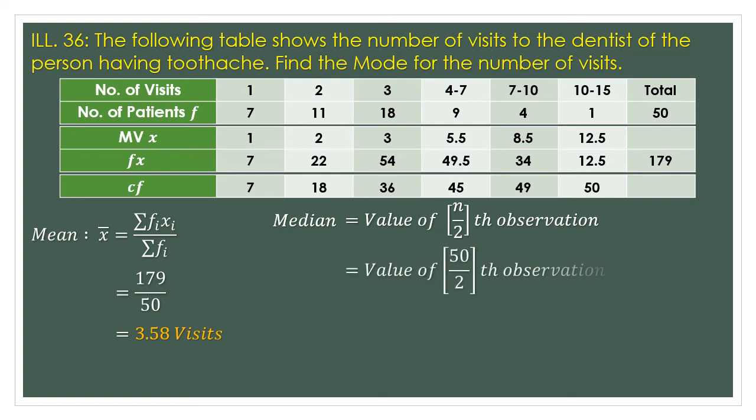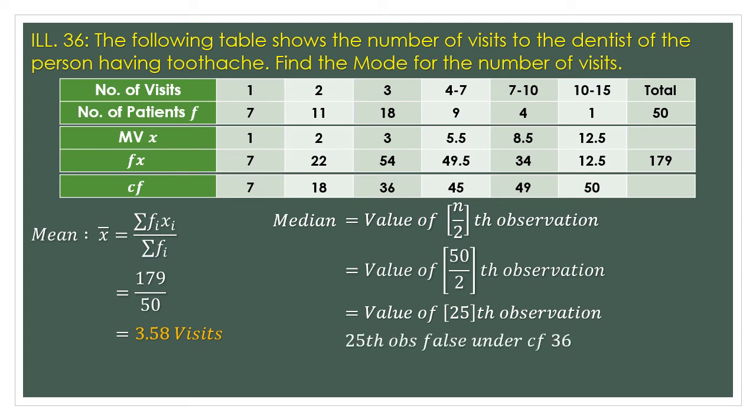So n is 50, that would be 50 upon 2th observation, giving us the 25th observation. Now the 25th observation lies in the CF 36, and in front of 36 you have the value 3. So that means the number of visits would be 3 according to the median. So the median visits are 3.